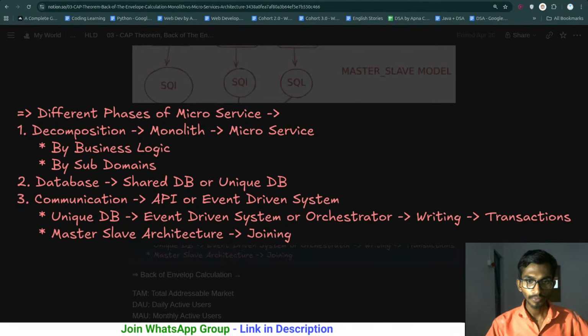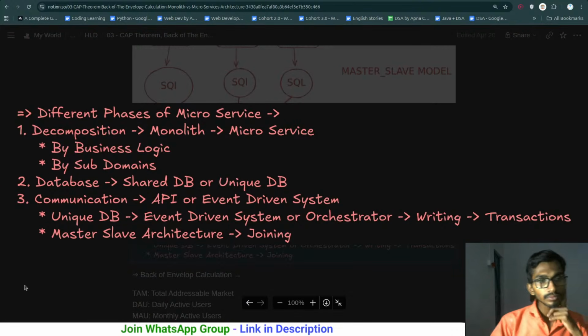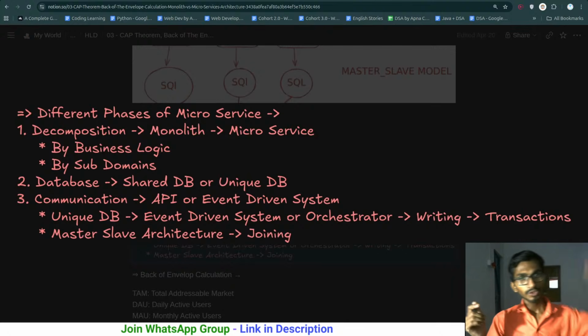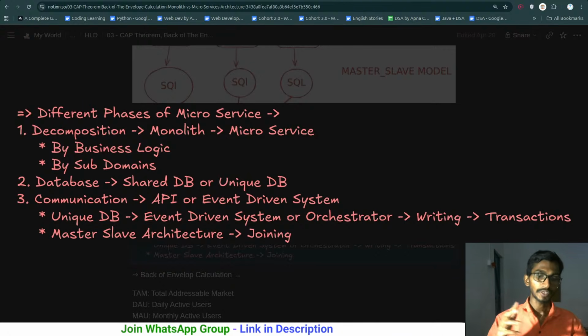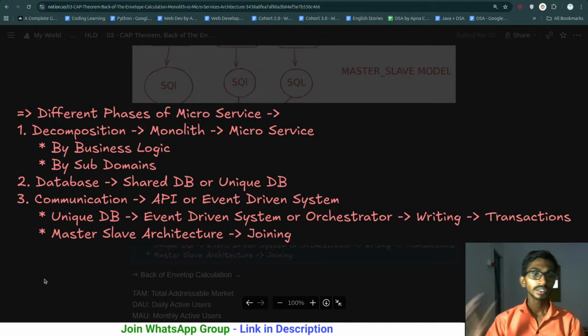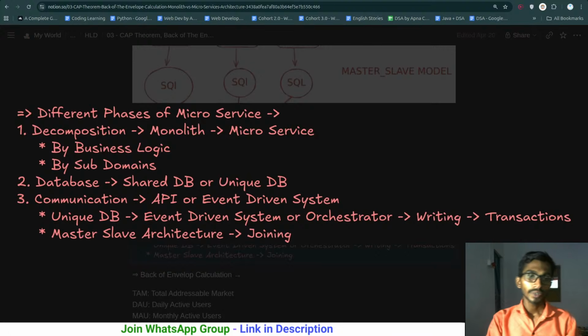So this is what we discussed. First of all, we discussed CAP theorem, and after that we started talking about monolithic and microservices. Monolithic means your whole code is written in the same file and all, and microservices means you have different services for different tasks, and they are simply connected together.